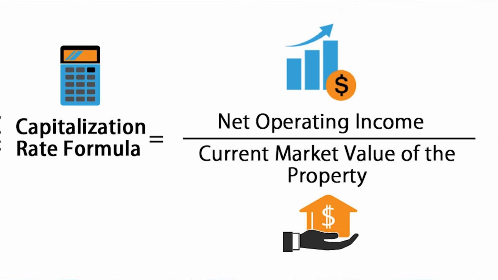The formula is your net operating income divided by the market value, and you'll get a percentage. If it's a higher percentage, that means this property is a higher risk but a higher reward. If the percentage is lower, then it's a lower risk, a lower reward.